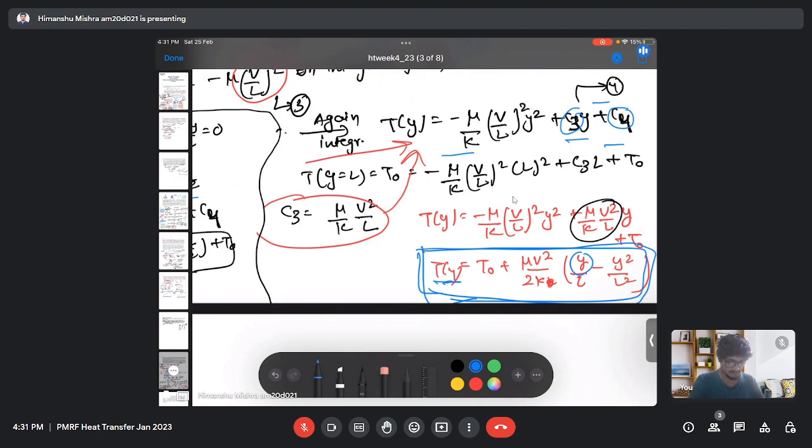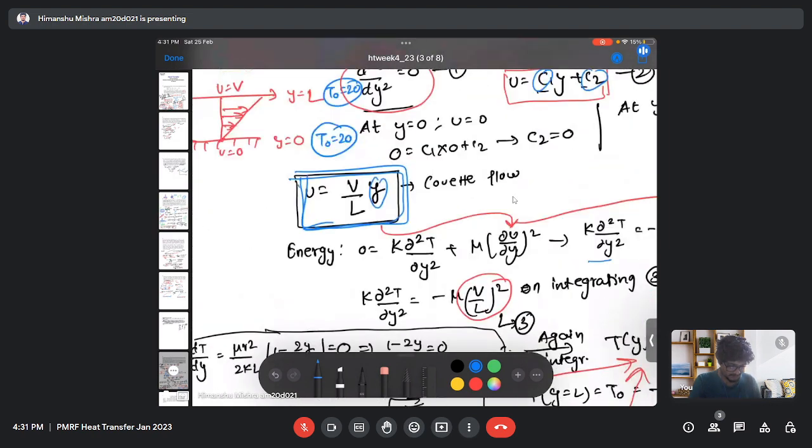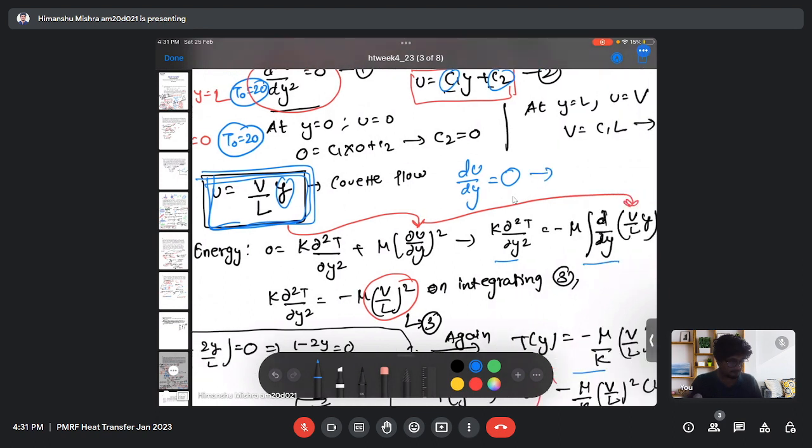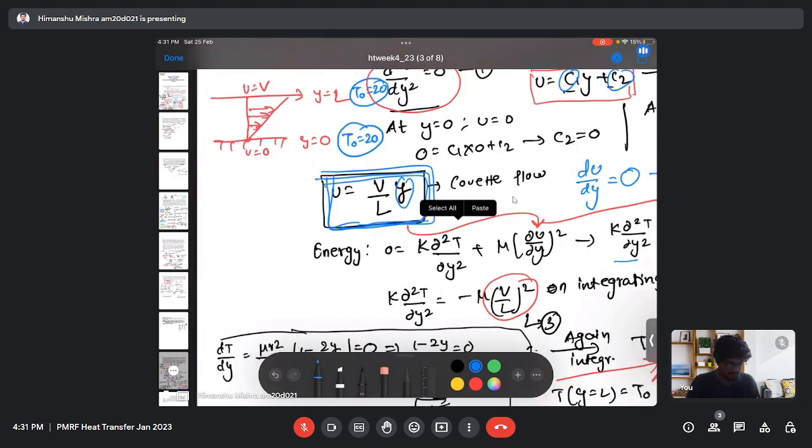We can do the same thing for the velocity. To determine the location of the maximum velocity, we need to calculate the slope of the velocity and equate it to zero, and we get the location where the velocity is maximum. Let's say the location is ym. We put the location ym in the velocity profile of the Couette flow, and we can find the maximum velocity.